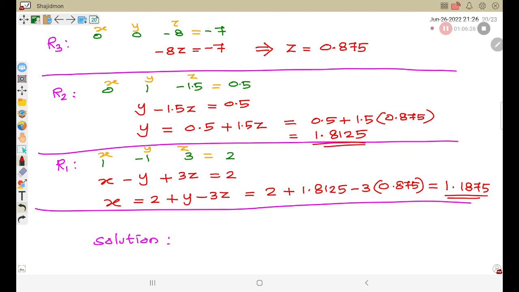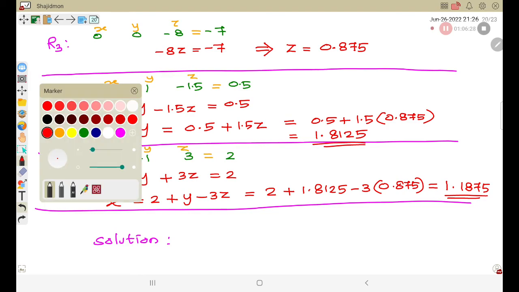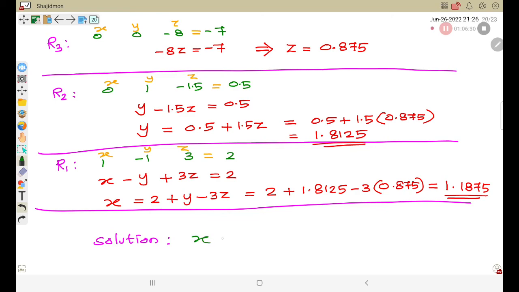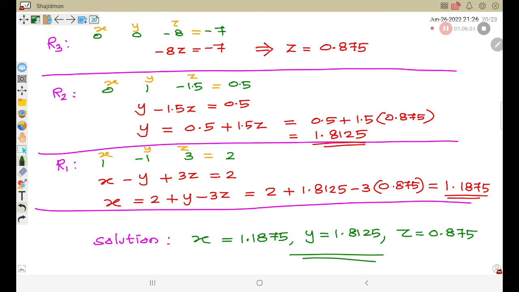I hope you understood. So what is the solution? We can write x equal to 1.1875, y equal to 1.8125, and z equal to 0.875. So this is the solution of that linear system. I hope you understood this question.